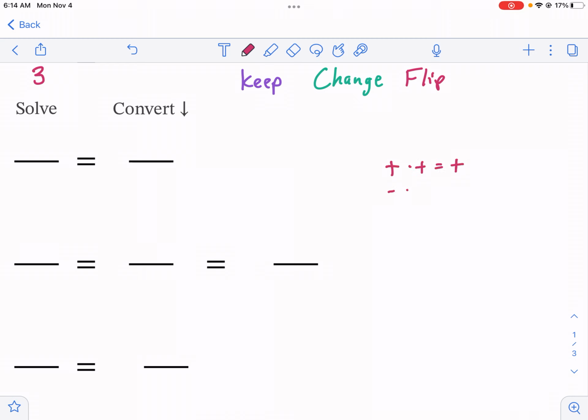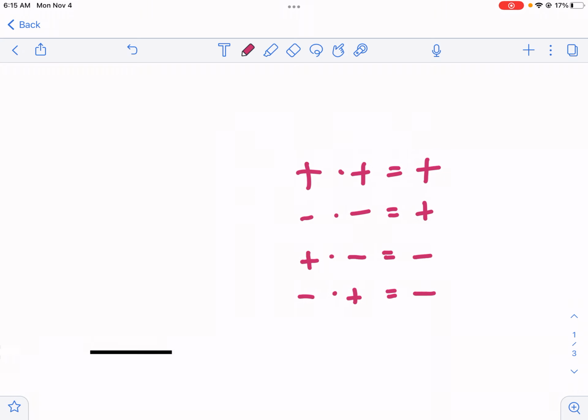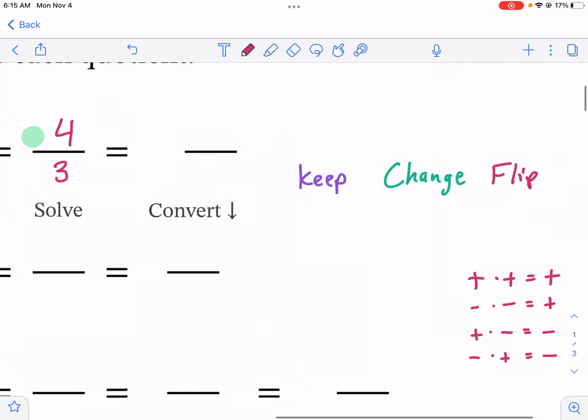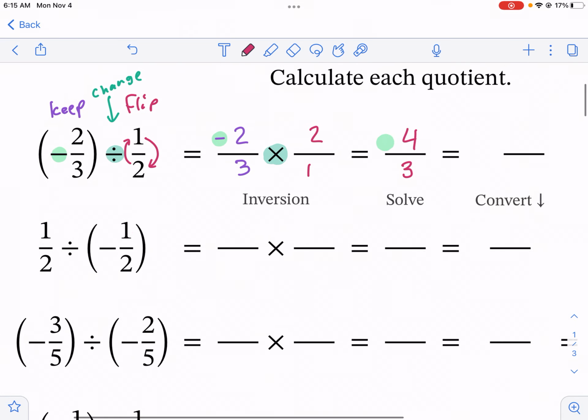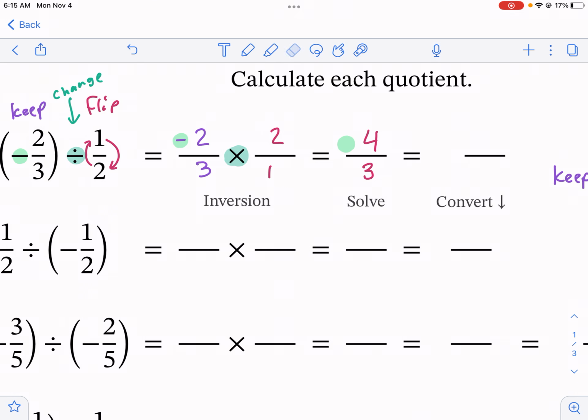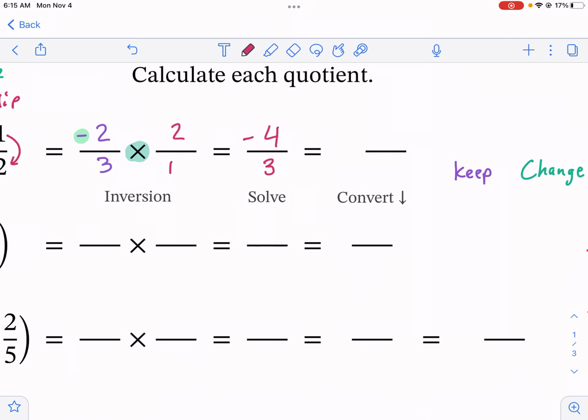But if I have a negative times a negative, if the signs are the same, I still get a positive number. It's when they're different signs that you get a negative. Either positive by a negative or negative by a positive, you're going to end up with a negative. But if the signs are the same, both positive or both negative, you're going to end up with a positive. In this case, the first fraction is a negative, the second one's a positive, so I'm going to end up with a negative fraction. Now, I think it's asking you to convert into a mixed number.